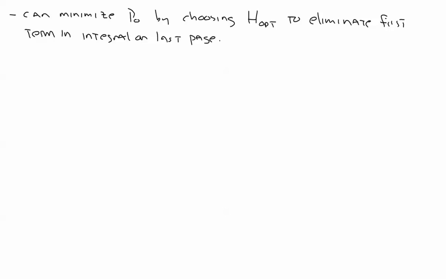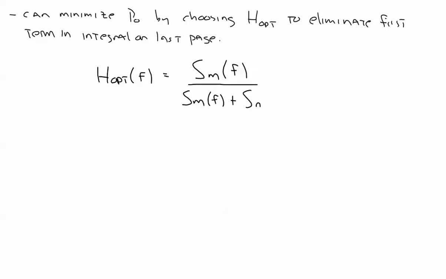Okay? And in fact, it looks like this. H optimum equals the message power spectral density divided by the sum of the message power spectral density and the noise power spectral density. That's it.